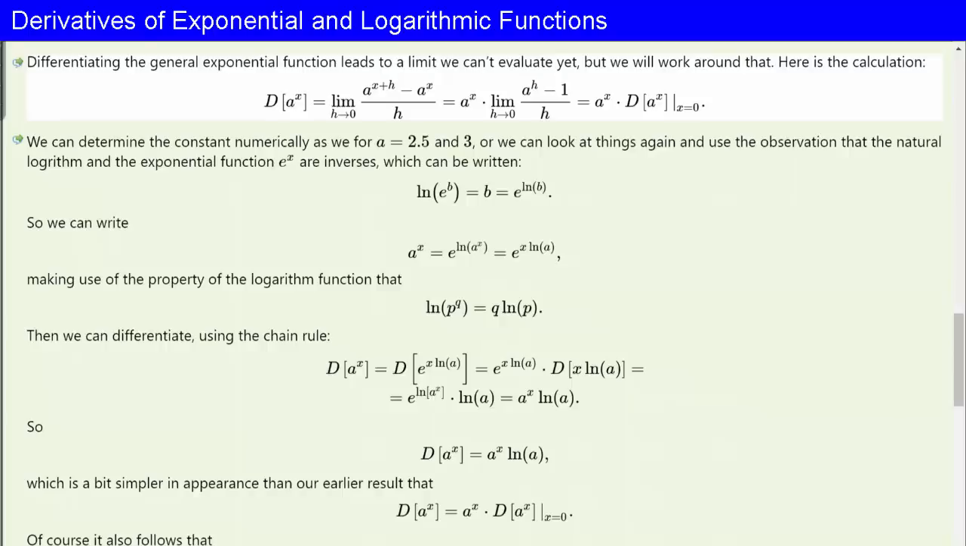Here's the direct calculation. The derivative of a to the power x is, of course, the limit as h goes to 0 of the difference quotient, a to the power x plus h minus a to the power x, all divided by h. And a to the x again factors out using our properties of exponentials, and we're left with the derivative of a to the power x is exactly a to the x times the derivative of a to the x at x equals 0. So the general exponential function has the same property as the exponential function e to the x, only with a constant of proportionality, which is just the derivative of a to the x at x equals 0.